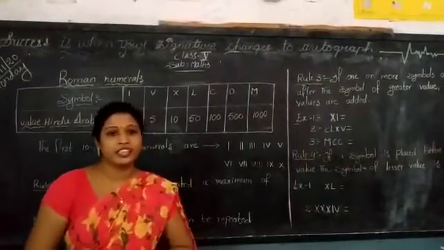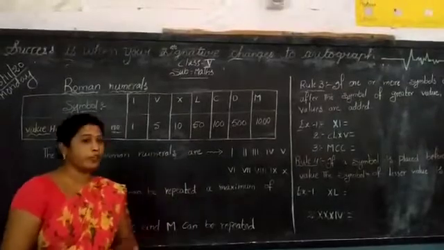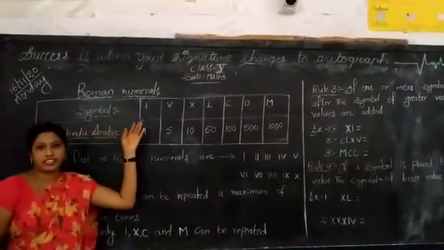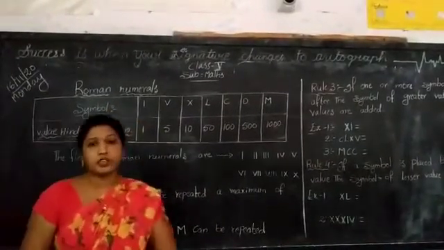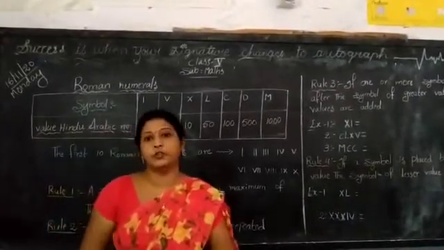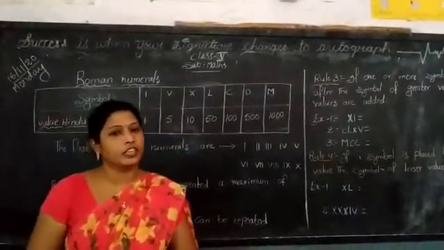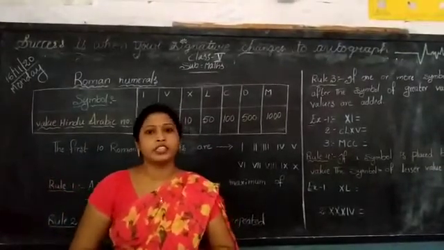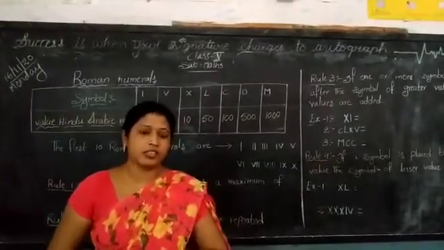Children, good morning. Today I am going to deal with the topic Roman numerals. What is that? Roman numerals. The Roman numeral system is the system of ancient Rome. It is based on the letters of the English alphabet combined to signify their values.